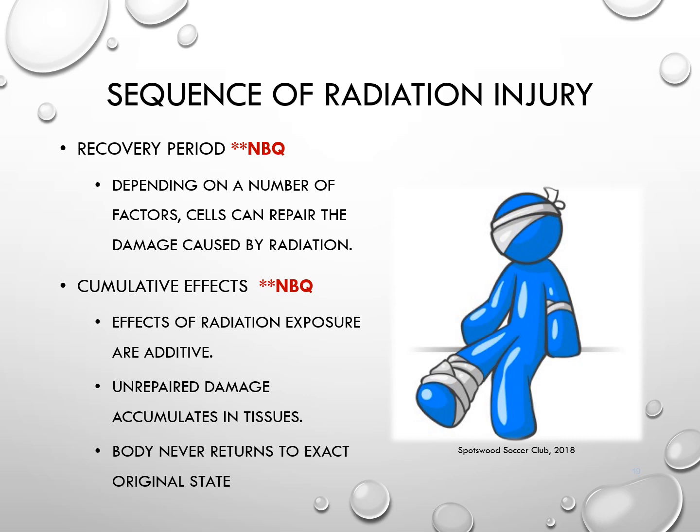Okay, so then the last event in the sequence of radiation injury is the recovery period. Not all cellular radiation injuries are permanent. With each radiation exposure, cellular damage is followed by repair. Depending on a number of factors, cells can repair the damage caused by radiation. Most of the damage caused by low-level radiation is repaired within the cells of the body. That could very well be on your board exams, that not all cellular radiation injuries are permanent.